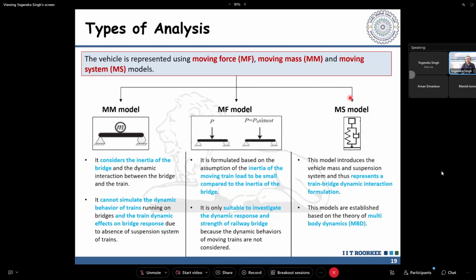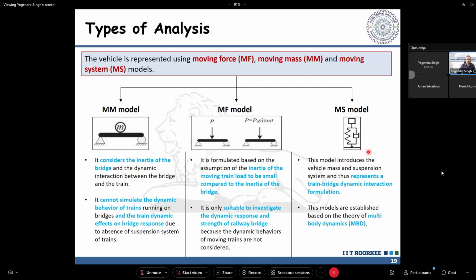So to consider the dynamic train-bridge interaction, we have to model the train also, with suitable spring, mass, and dashpot. So this is a dynamic system. At each wheel level, there will be a dynamic system. This dynamic system is to be modeled, and then it is in contact with the rail or with the bridge. So this contact between the wheel and the rail is also to be considered.